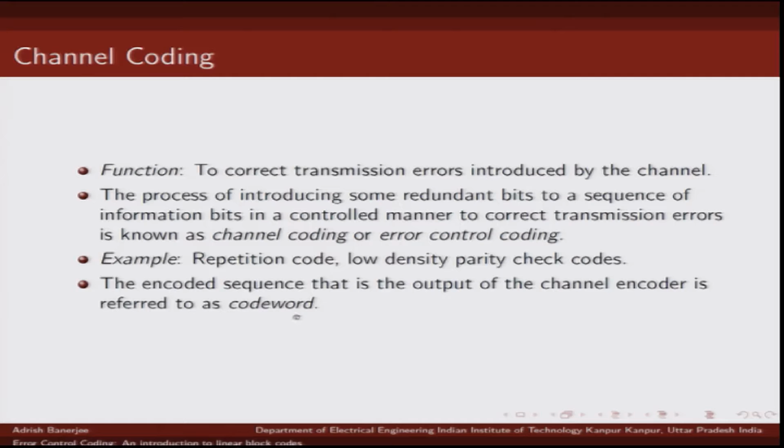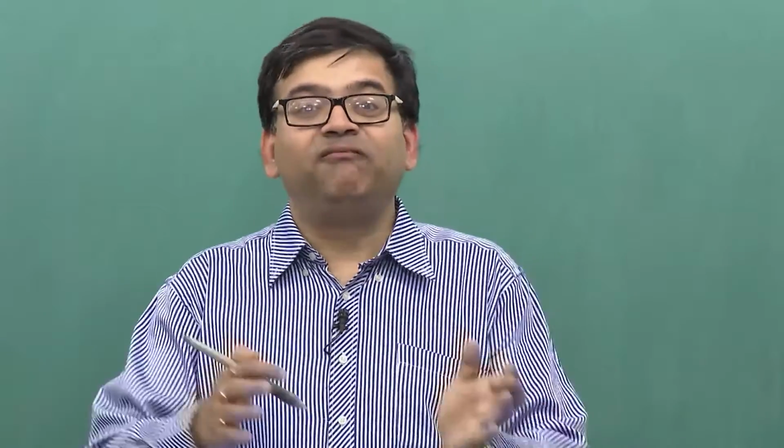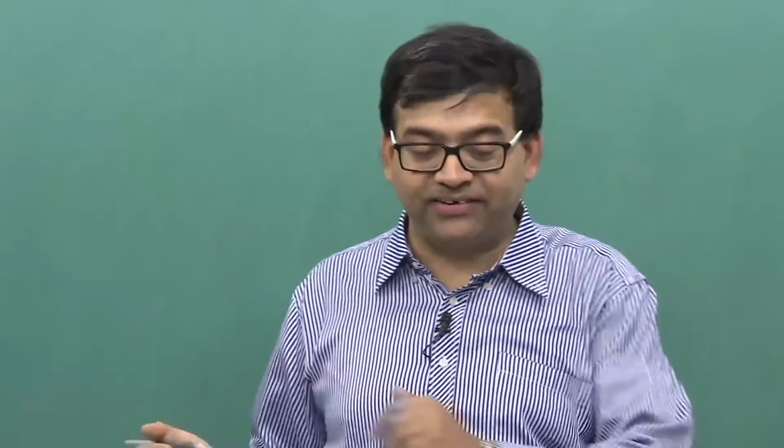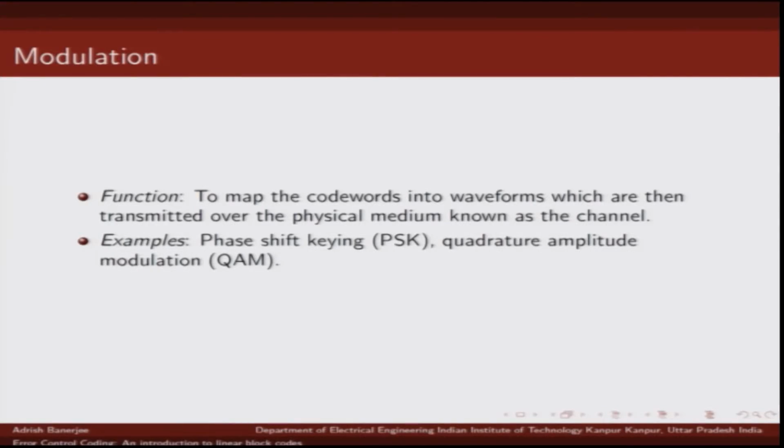We use the term code word to denote the encoded sequence out of the channel encoder. Once we have the encoded sequence, we would like to transmit it over a communication link. So what we need to do is modulation. Modulation maps these code words into actual waveforms which are sent over a communication link. I am sure you are familiar with digital modulation techniques such as BPSK, binary phase shift keying, and quadrature amplitude modulation, and you have also studied analog modulation schemes.